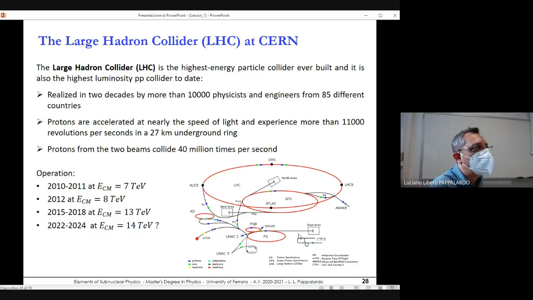LHC is only the last part of a complex chain of accelerators. So everything starts, I think, at this point here, okay? So there is a bottle of hydrogen gas. The hydrogen gas is then stripped of the electron, so you get protons. Protons are positively charged, so they can be accelerated in an electric field. And this is what essentially is done in this LINAC. Okay, it is a linear accelerator that provides the first acceleration step of the protons.